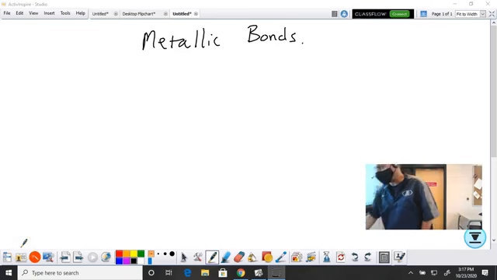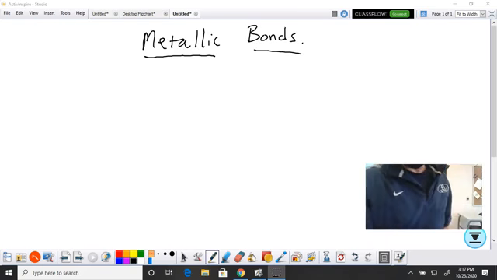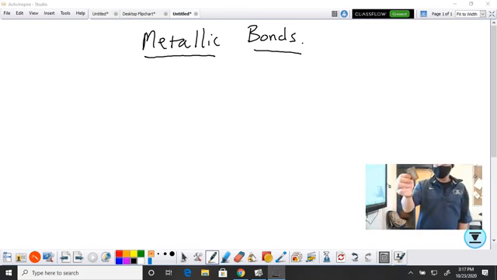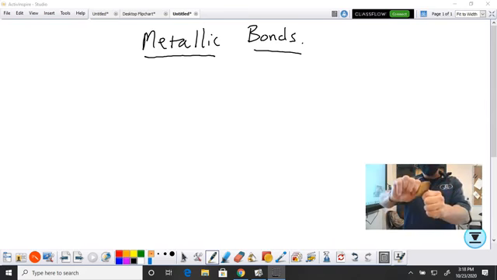So, in dealing with the subject of metallic bonds, they are different from ionic compounds. Did you ever wonder why it is that metals are really the only substances, the only elements, that can bend and retain their shape? So we have a piece of copper, and we can bend it, a little firm, and it'll retain its shape.